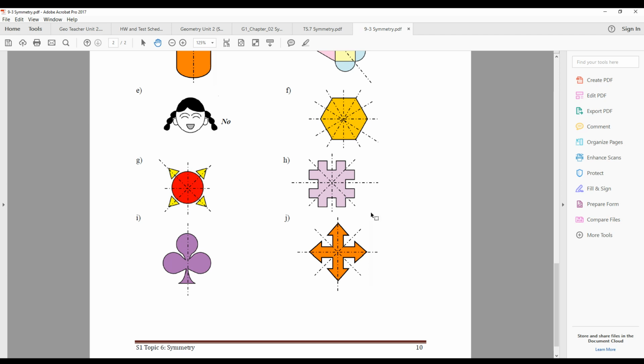So, okay, that should finish up the 9-3, the lesson on reflections and lines of symmetry.